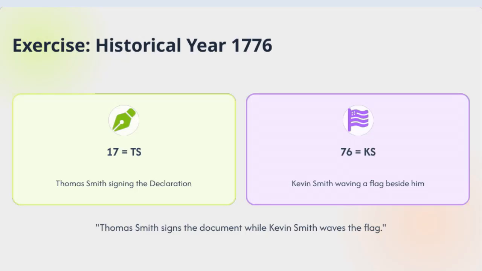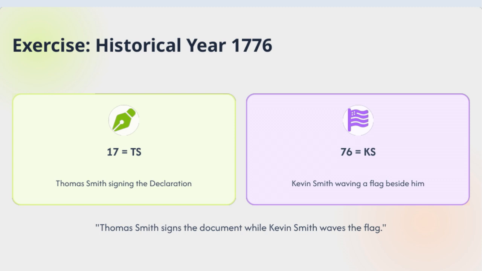Now, here we see Thomas Smith signing the historic document, which is the Declaration of Independence. As he's signing, Kevin Smith is next to him, waving a flag to symbolize patriotism and unity. Interestingly, the initials 76 and K's are highlighted here, pointing to the year 1776 and Kevin Smith's initials. This is a reminder of the pivotal year when the United States declared its independence.